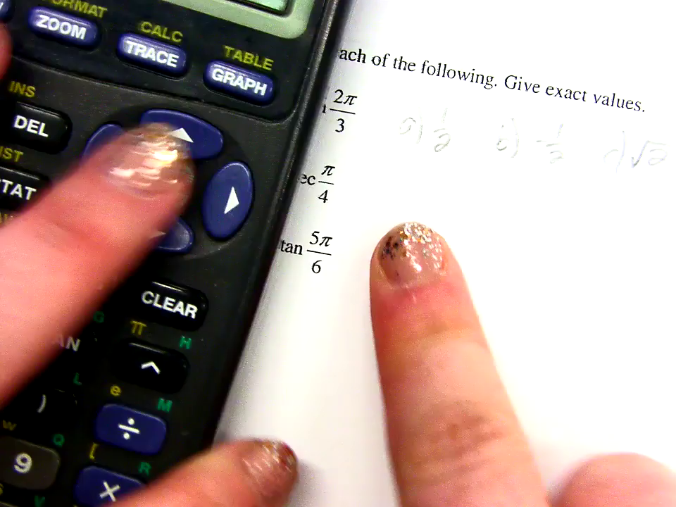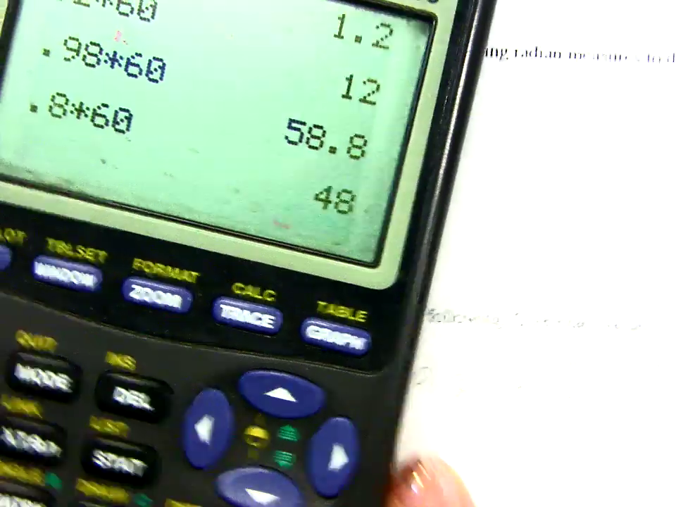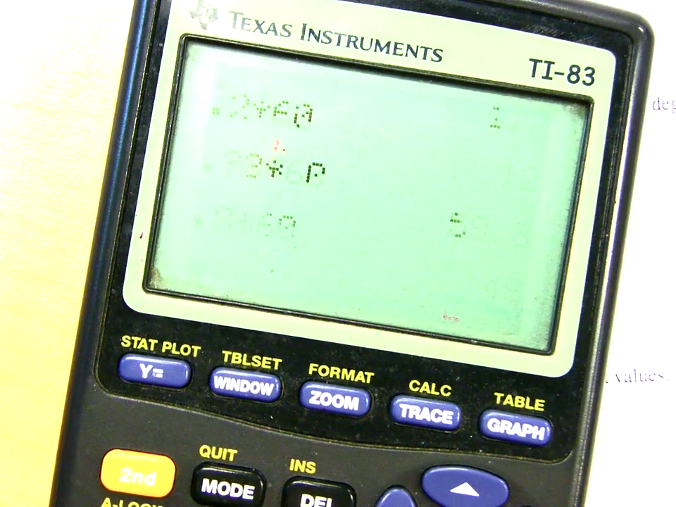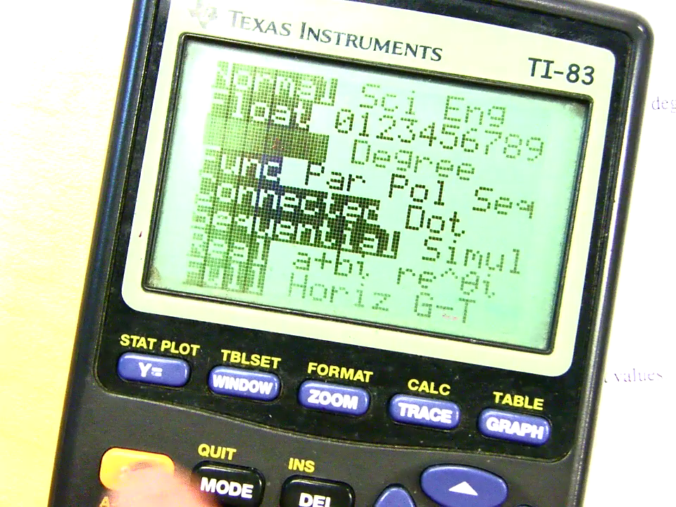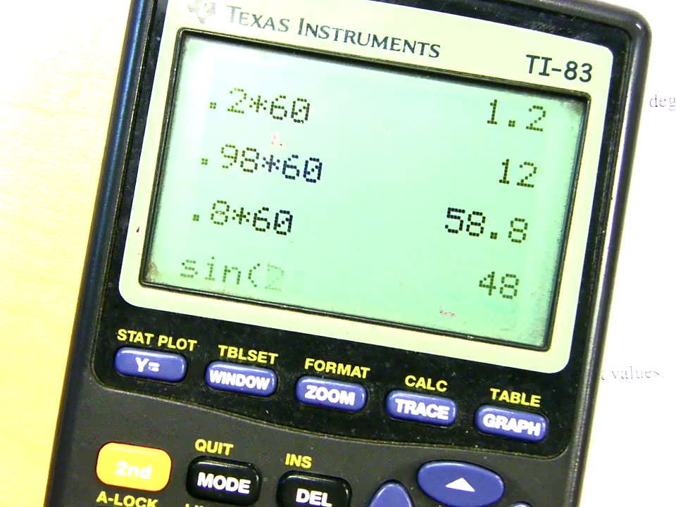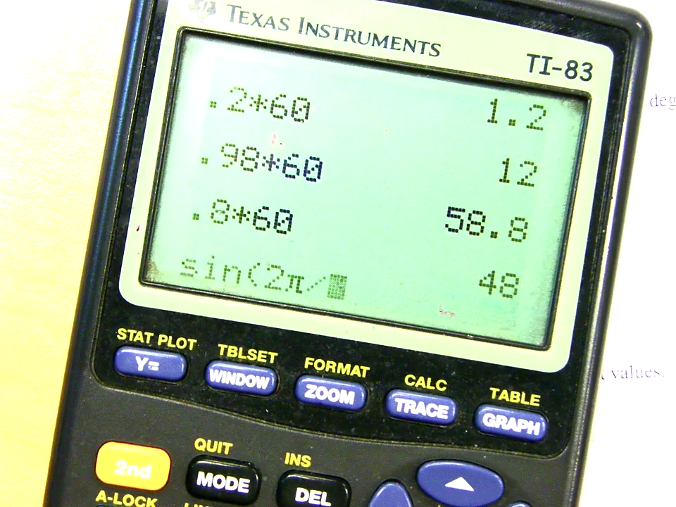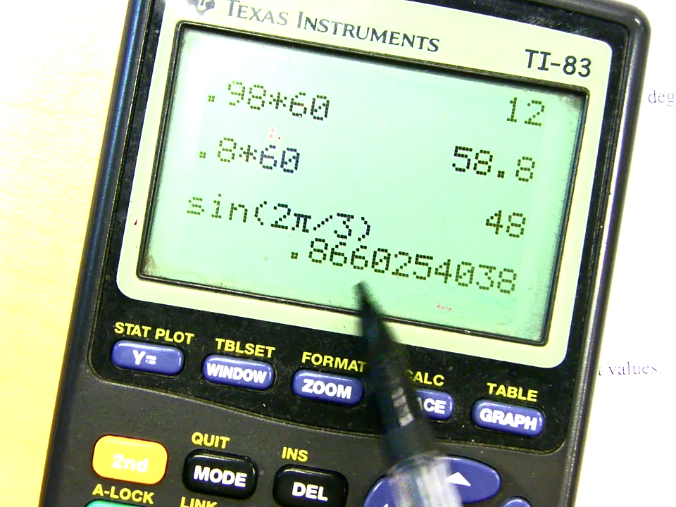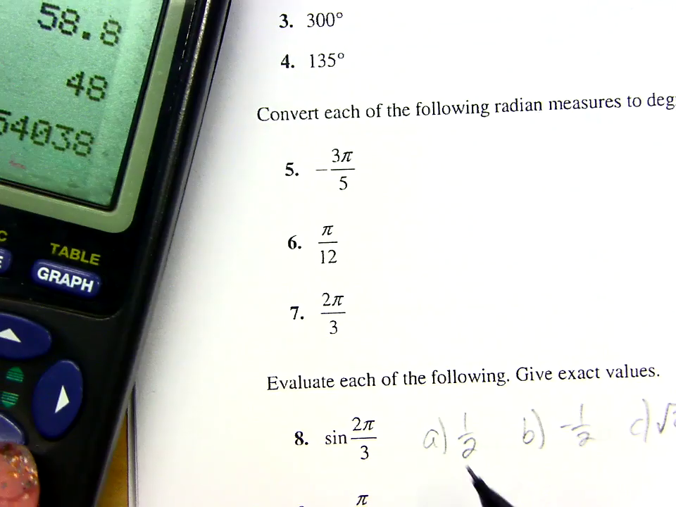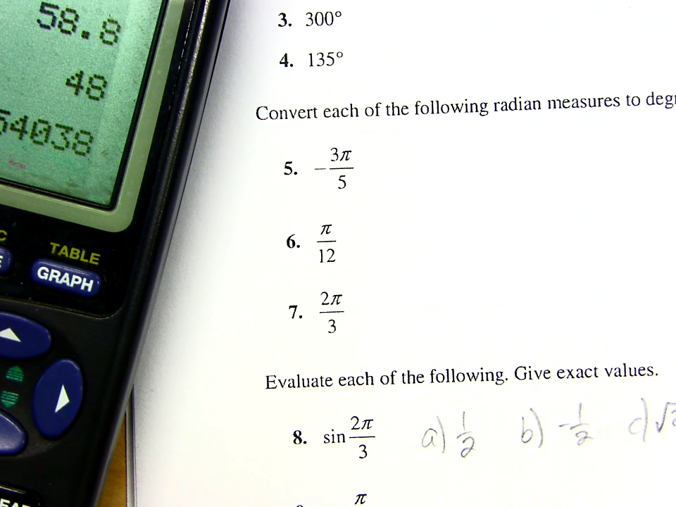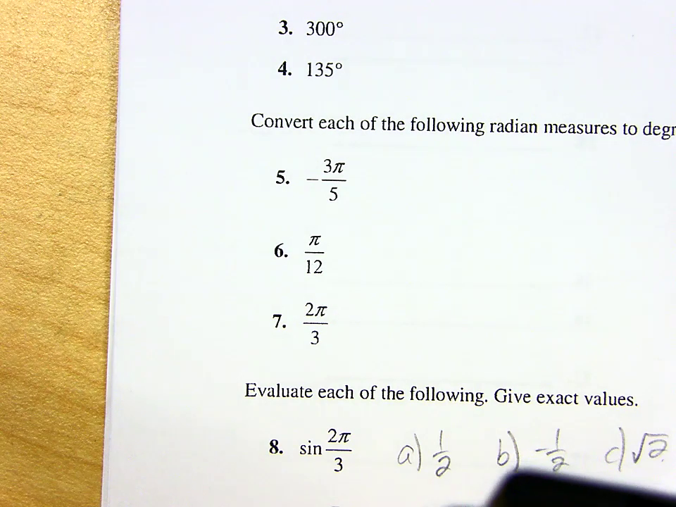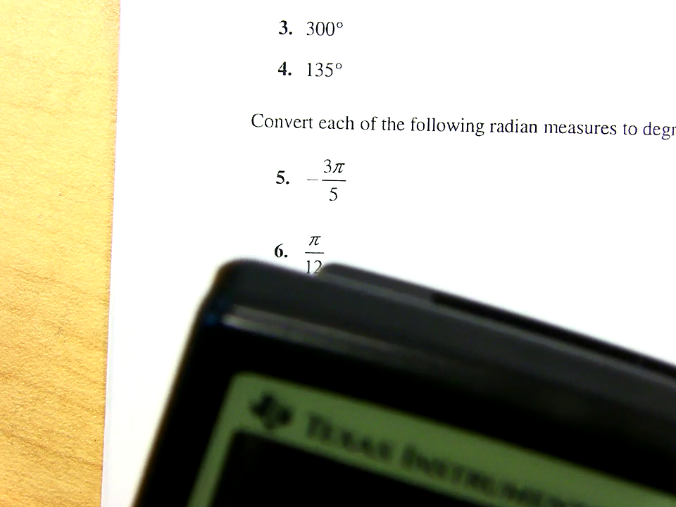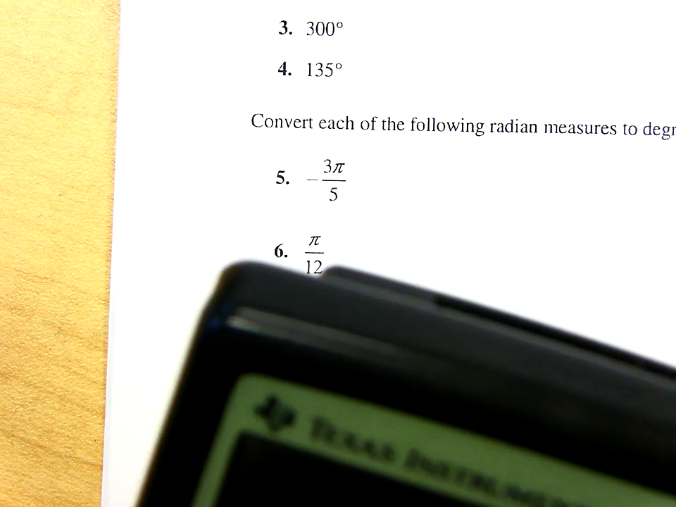Yeah, so if I want to know the sine of 2π/3, I'm going to make sure that I'm in radians, and then I'm going to ask for the sine of 2π/3. Now, I know they're asking for an exact answer, and I'm going to get a decimal, but I can just figure out which of those 4 choices is that decimal. On this one, you should mark which one that is. It's a setting in the mode, but I don't remember what you pick.